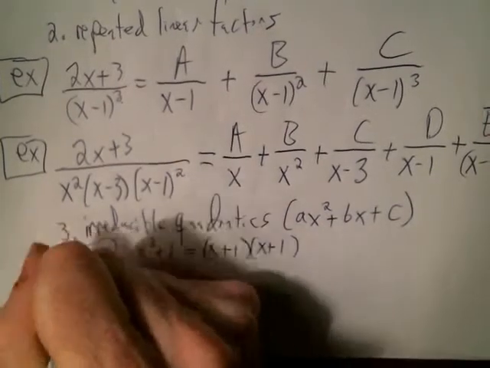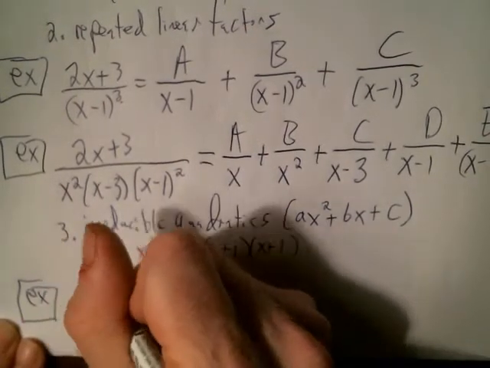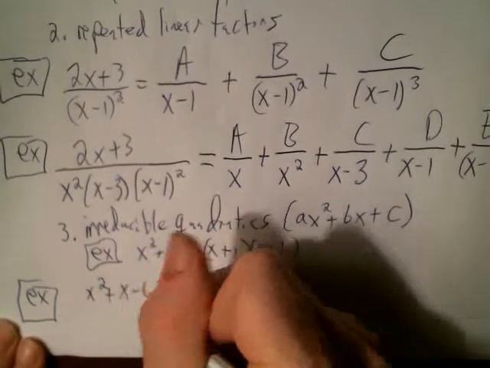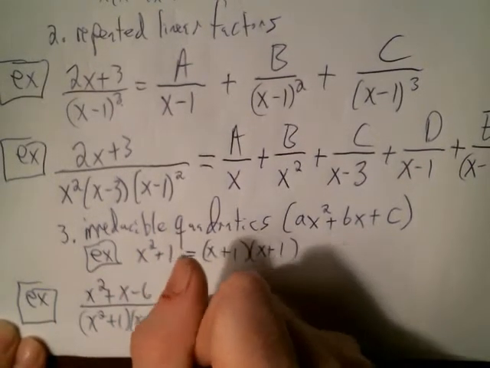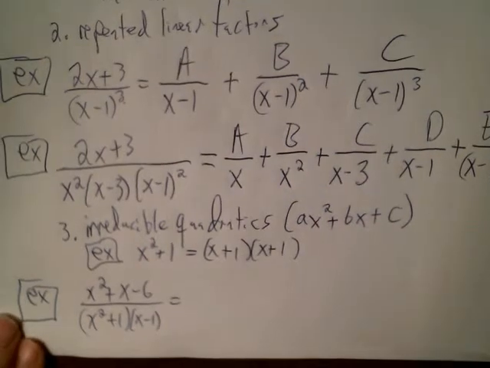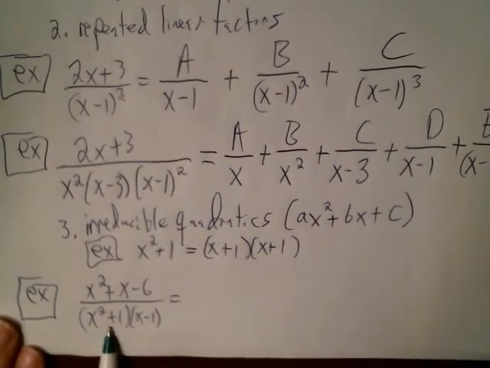For example, here I have x squared plus x minus 6 all over x squared plus 1 times x minus 1. Right? So I break that. I'm going to need one fraction for this factor, which is irreducible.